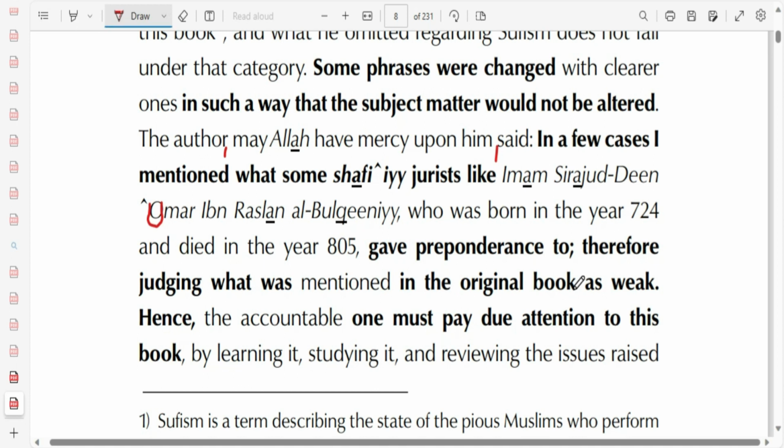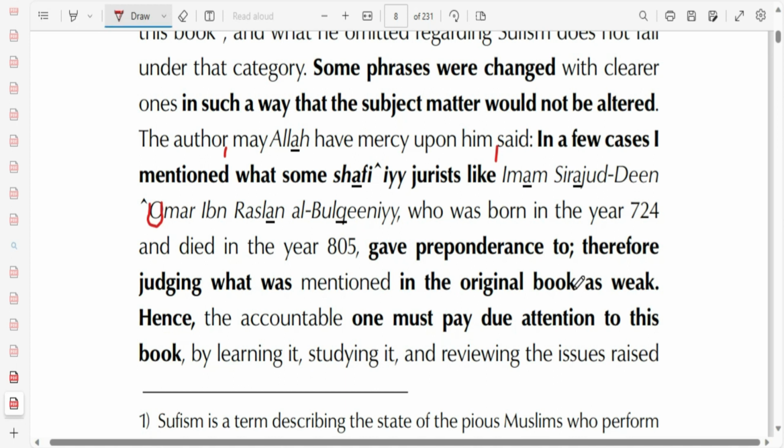The Shaykh is saying, the original book, Sullum al-Tawfiq, was so beneficial, but it had room for improvement. So I added some things and I subtracted some things, and as a reference for my edits to the book, I relied heavily on one of the great Shafi'i scholars named Umar ibn Raslan al-Bulqini, Imam al-Bulqini. He was a mujtahid in the madhab of Shafi'i.